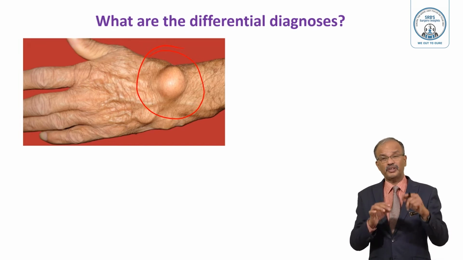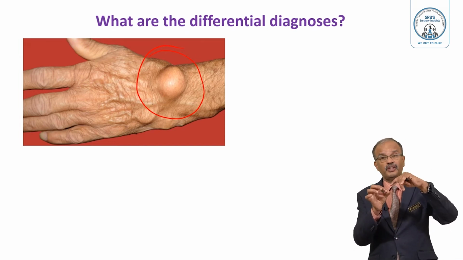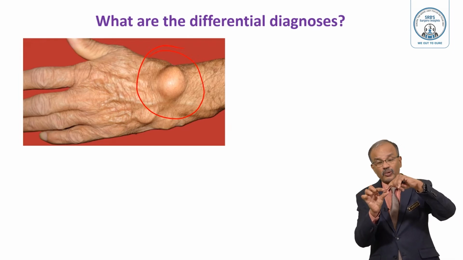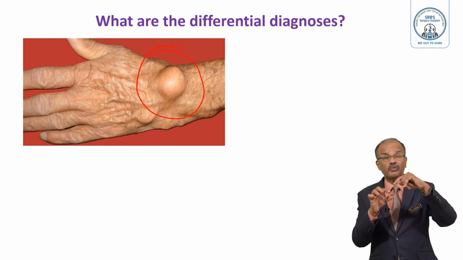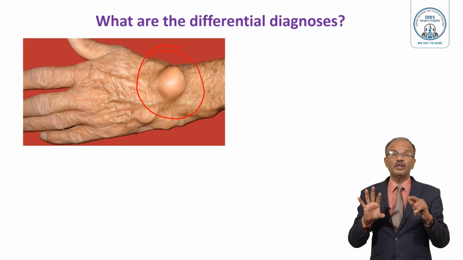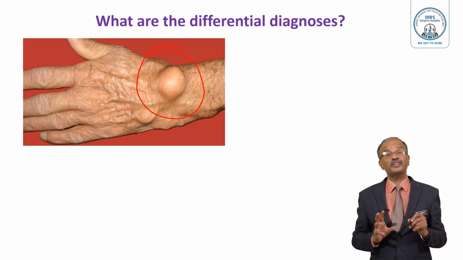And also you will check the fluctuation. This is what is called the Page's test of fluctuation. Fix the swelling, then over the summit, press your finger, indent your finger, and you will get a yielding sensation and fluid movement. Your finger yields, and you get fluid movement. That is called Page's test of fluctuation.